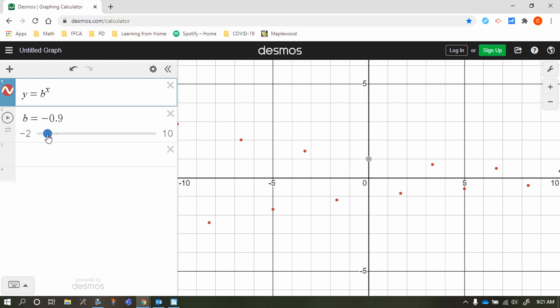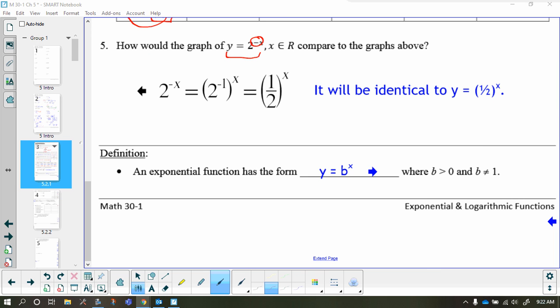So instead, we get points jumping around, not something particularly useful. So that's why we have these restrictions on this exponential function. The base has to be positive, and it can't equal 0.